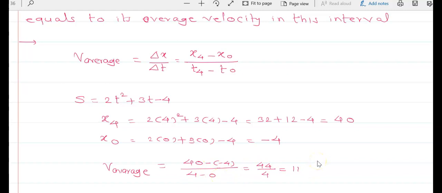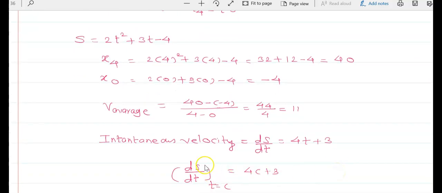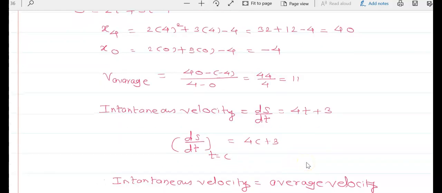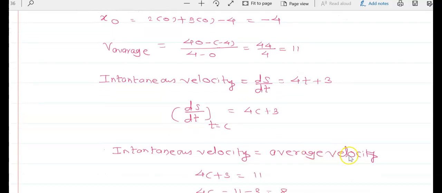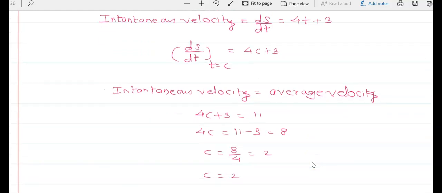The instantaneous velocity is ds/dt. Differentiating, we get 4t + 3. Therefore ds/dt at t = c is 4c + 3. The instantaneous velocity equals the average velocity, so 4c + 3 = 11. Therefore 4c = 11 - 3 = 8, and c = 8/4 = 2. This is the value of c.